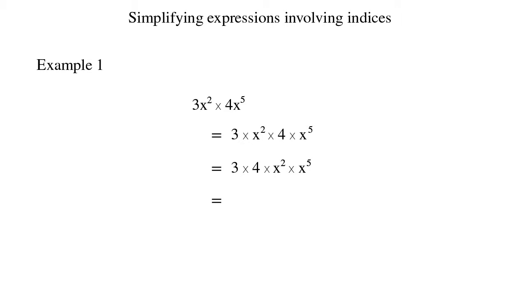3 times 4 is 12. X squared times by x to the fifth is x to the seventh, and that's because we add the indices when multiplying numbers that have been raised to the power. We can then tidy up our answer and write more simply as 12x to the seventh.